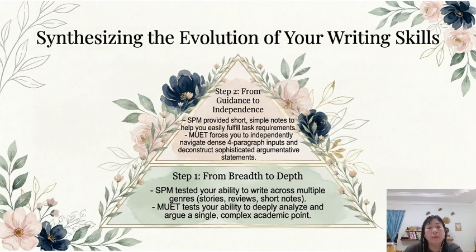Now let's take a look at step 2. In SPM, you're given lots of guidance, but in MUET, you are somehow forced to be more independent. SPM exam provided short, simple notes to help students easily fulfill task requirements. However, in MUET, especially in part 2, students have to deconstruct sophisticated argumentative statements and produce roughly a 5-paragraph essay.